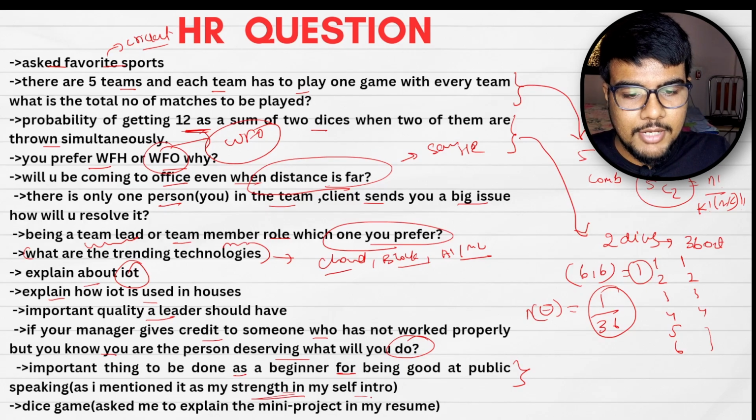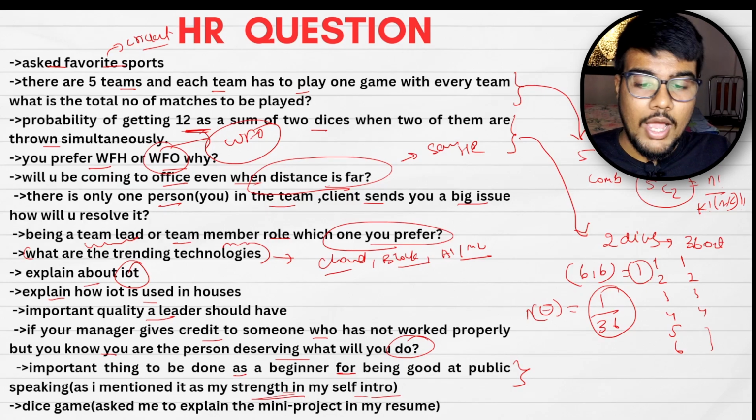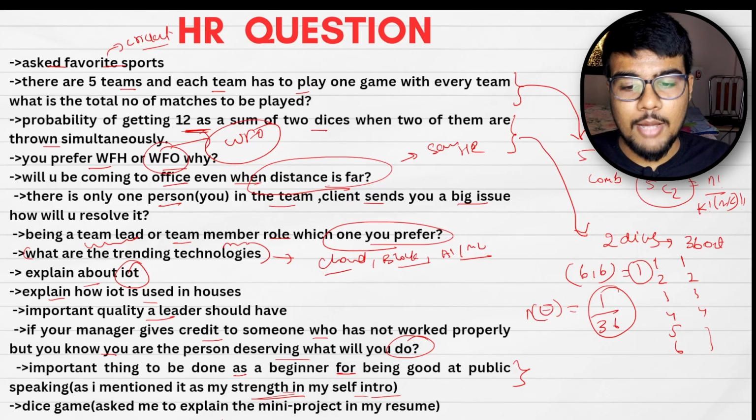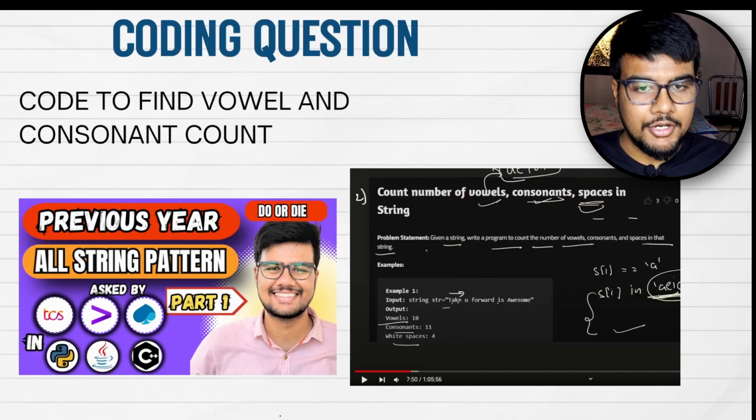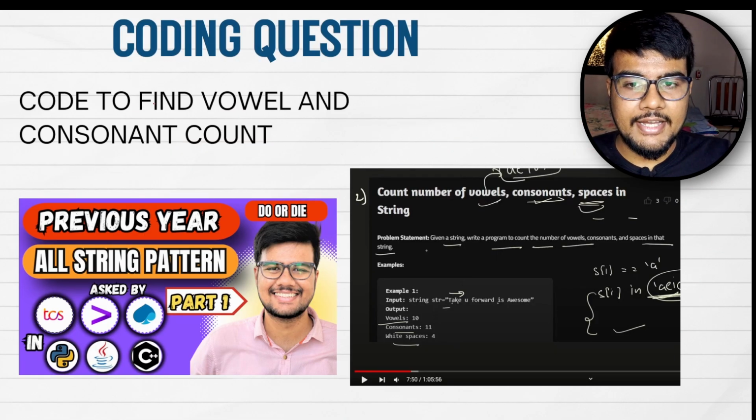As I mentioned, it's my strength in my self intro. As he had mentioned these things in the intro, they are asking about it. Now, the dice game, about his project that he has created. Now we'll talk about the coding question that he got.